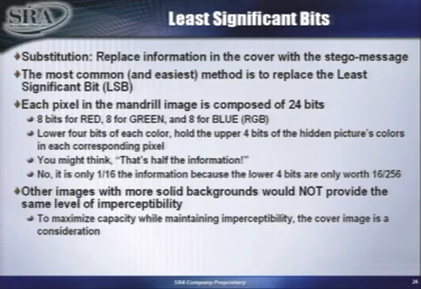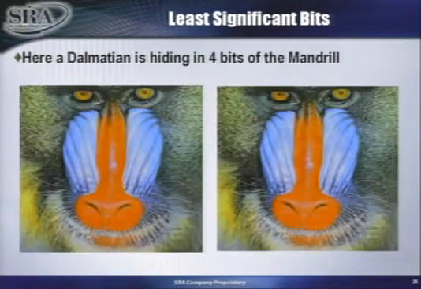Of course, you may think, wow, that's half the information. 4 bits out of 8 is half. Well, it is half the capacity, but most of the information is stored in the upper 4 bits, so you still have a good image, even with the lower 4 bits replaced with this other image. Of course, images with solid backgrounds, like a solid black or solid white, are going to make a poorer cover file than something like this mandrill you're about to see.